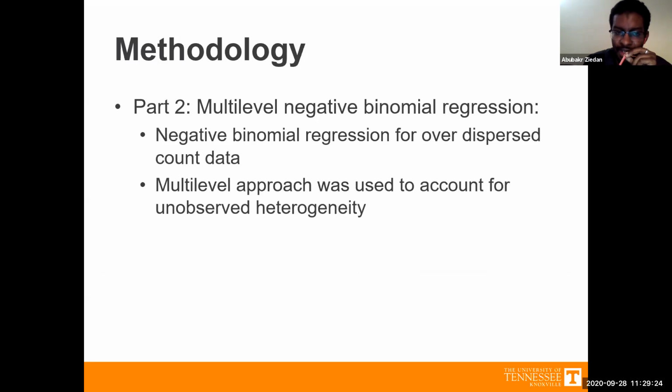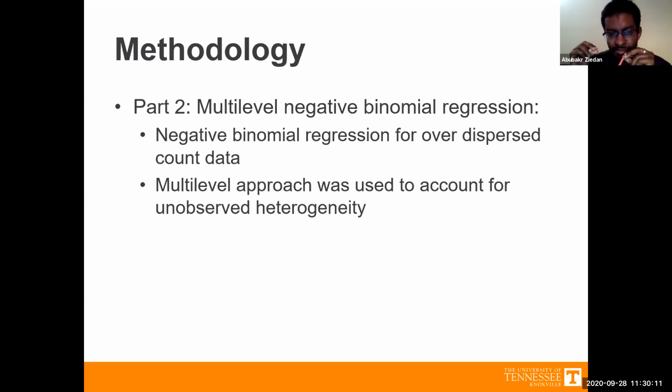For the multi-level negative binomial regression, we use this approach for two reasons. Our data was over-dispersed count data, therefore we chose the negative binomial regression, and then we used the multi-level approach to account for unobserved heterogeneity. And here, we are using panel data because we have multiple cities, around 35 cities in the analysis, and we are exploring them for many years. Therefore, for each city we have different observations, so we use this multi-level approach.